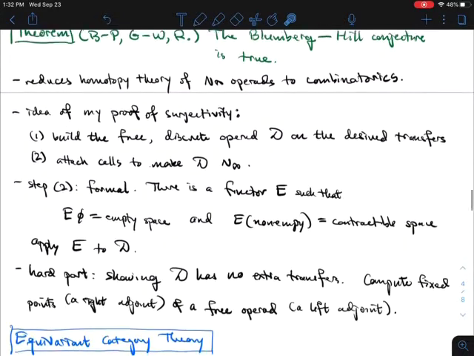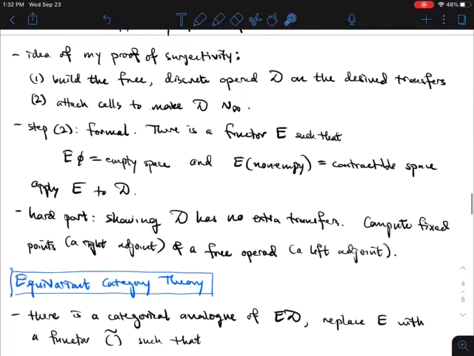I'd like to sketch the idea of my proof of surjectivity. We start by building the free discrete operad D on the desired transfers, and then we attach cells to make D into an N-infinity operad. This second step is basically formal. There is a functor E that sends the empty set to the empty space and sends every non-empty set to a contractible space. Applying E to D levelwise gives the desired N-infinity structure.